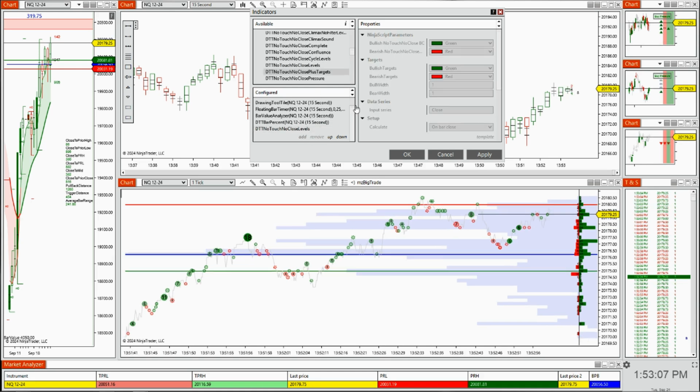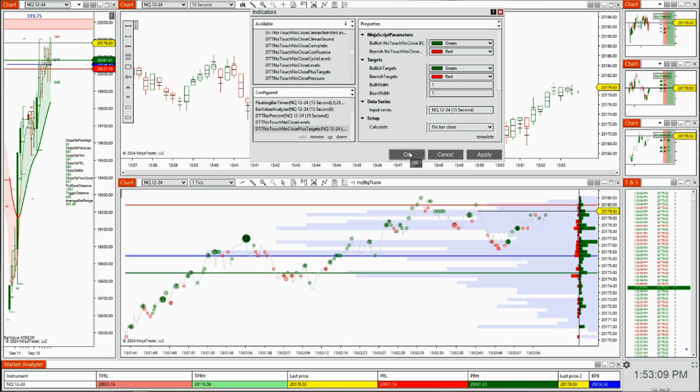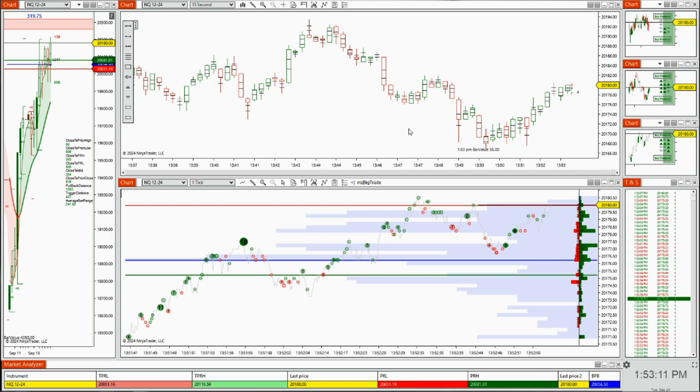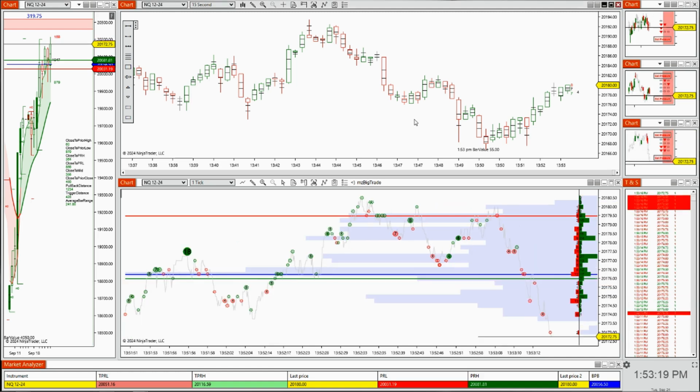Gabriel made us this one, and it's just fantastic. So let's put this on this 15 second chart. It's going to give us the target as to how far it's suggesting the market will go. And again, if there's an indicator in the indicator list that you don't have, all you have to do is download it from that link. Give it a moment, it's coming.